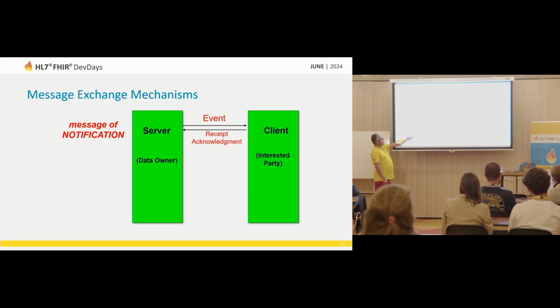Now with messaging, we have 3 exchange patterns. The message of notification. Something has happened in my system and I'm telling you about it. Smith has been admitted, is an example of that. That's probably 90% of all message exchanges.